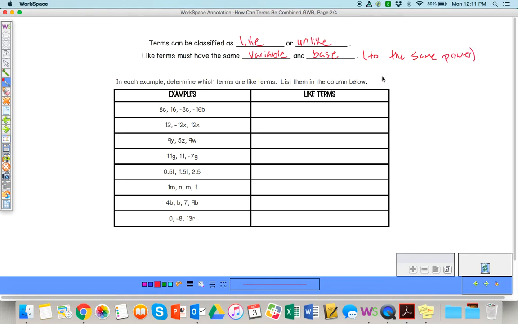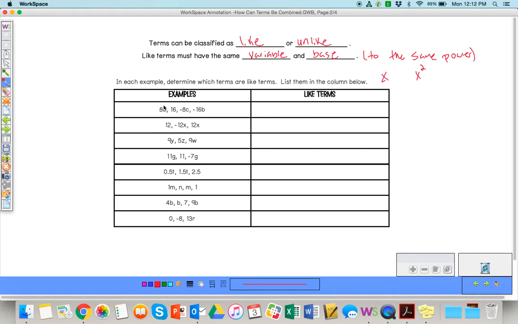For example, if I have x and I have x squared, just because they both have the same variable, they both have x, they're not like terms because one doesn't have an exponent on it and the other one is raised to the second power. So if I wanted them to be like terms, they would have to be the same variable and have the same number exponent attached to it. So what we're going to do on this chart is we're just going to list what the like terms are, okay?